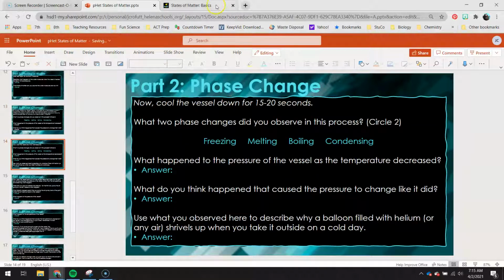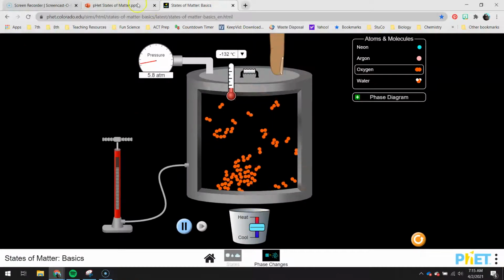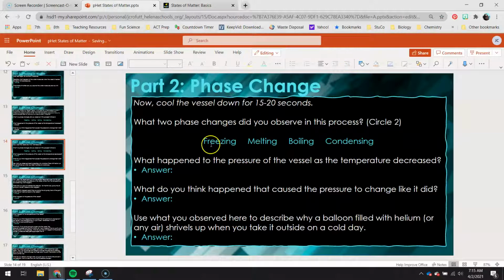All right, now cool the vessel. So you're going to do the exact same thing, but you're going to cool it down for about 20 seconds. And what two phase changes did you observe? So circle your two. What happens to the pressure of the vessel as the temperature decreased? What do you think caused this pressure to change like it did? And then use what you observed here to describe why a balloon filled with helium or any air shrivels up when you take it outside on a cold day.